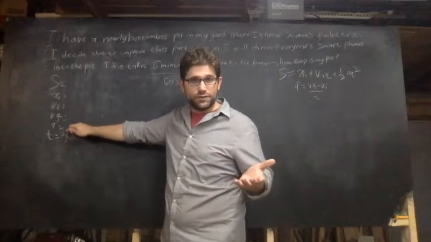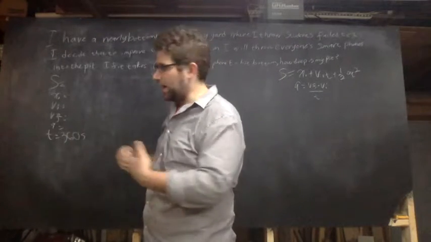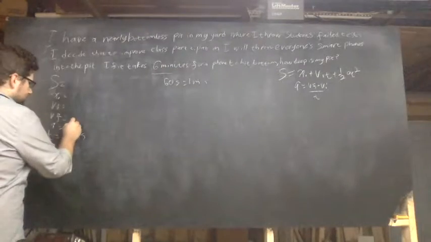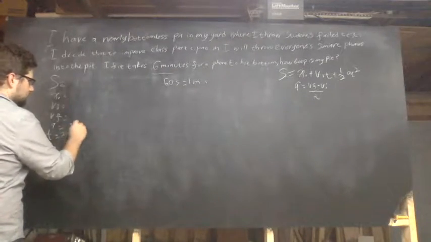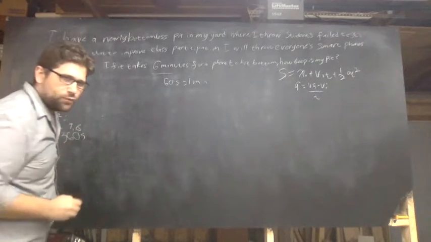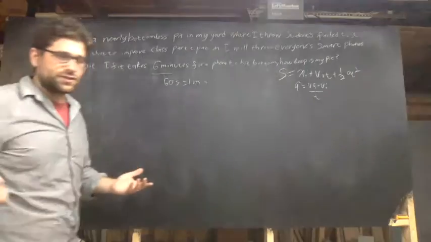I know acceleration is due to gravity. We're on the Earth. My house is on the Earth. So our acceleration due to gravity is going to be 9.8. But wait a minute. Is it negative 9.8 or positive 9.8? Well, that's for us to decide.